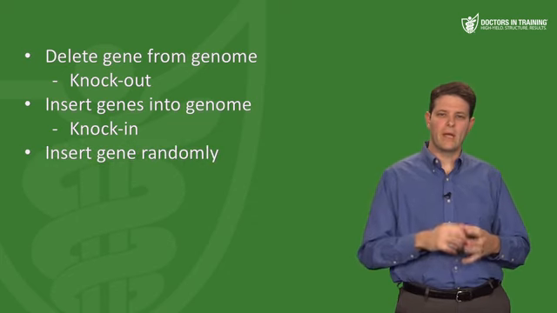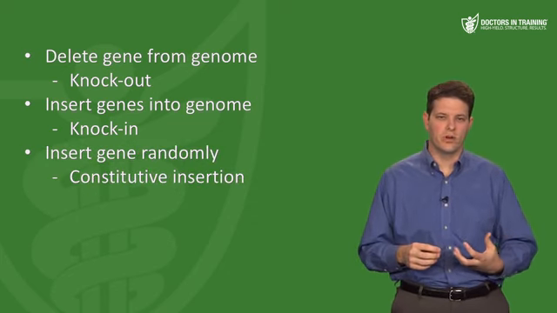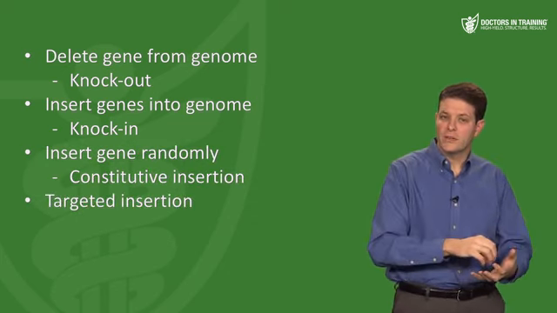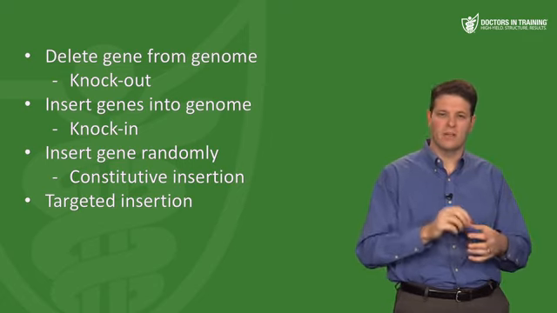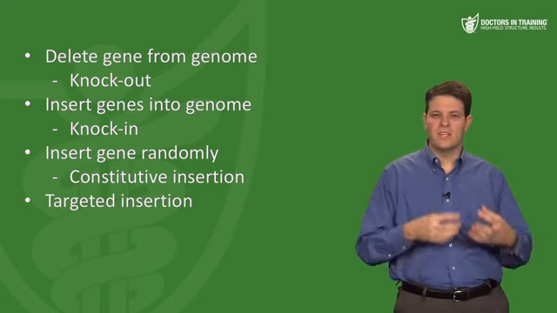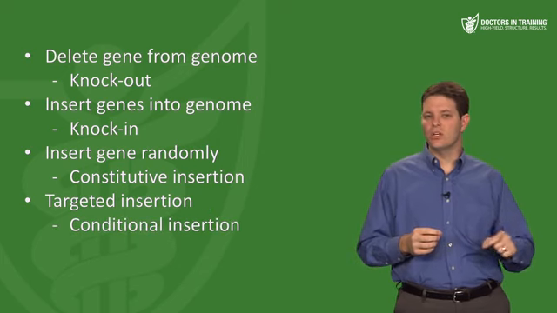Now if you insert the gene randomly, it's called a constitutive insertion. But if you do a more targeted insertion, putting the gene exactly where you want it because it's structurally homologous to the native mouse gene, that's called a conditional insertion.